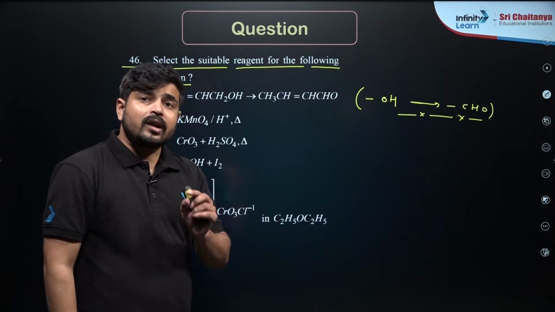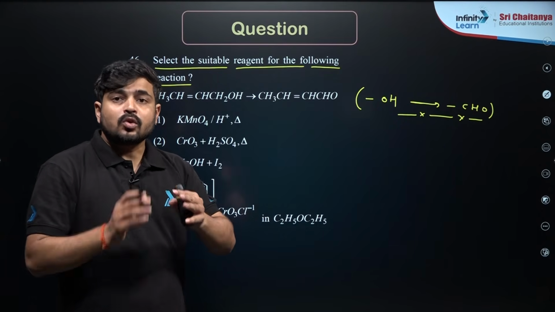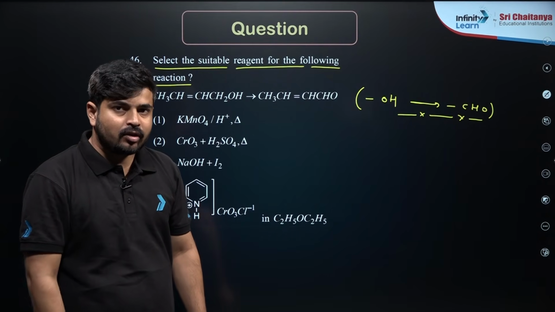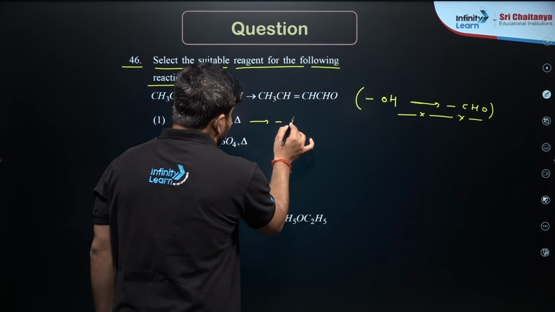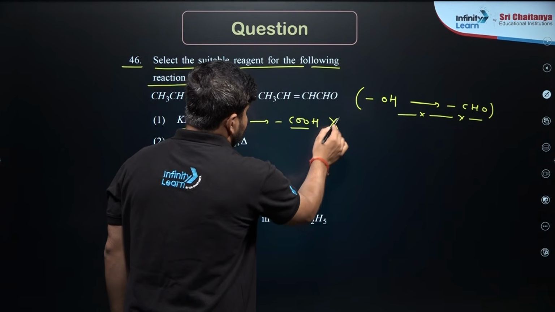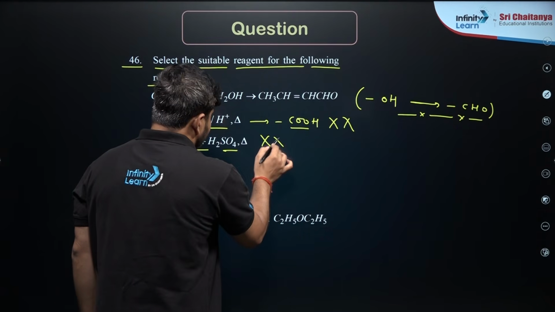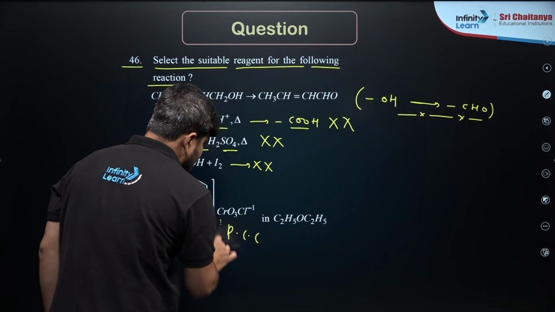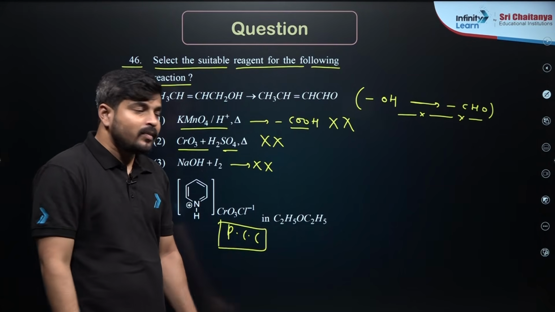So if we are going to convert the OH group into the CHO group, the aldehyde group, what is required? We require a mild oxidizing agent, correct or not? Not a strong oxidizing agent. This one would convert directly into COOH because it is a strong oxidizing agent, so this option is fully wrong. And this is Jones reagent, this is also not required, and this one is PCC. What is the name of this one? Pyridinium chlorochromate.